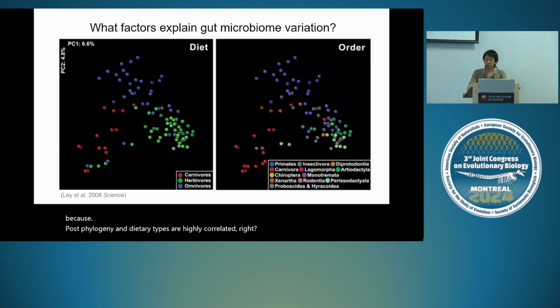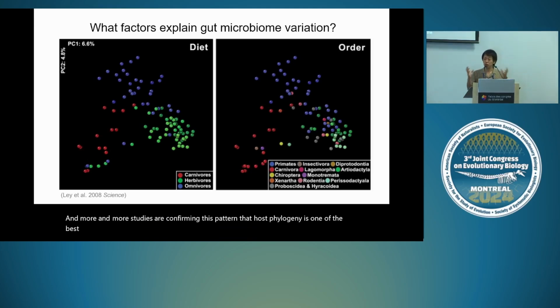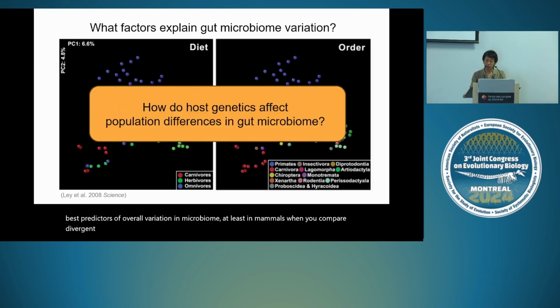And more studies are confirming this pattern that host phylogeny is one of the best predictors of overall variation in the microbiome, at least in mammals, when you compare divergent species. But we know less about within-species variation, so how these host genomic differences can affect population differences in the microbiome.